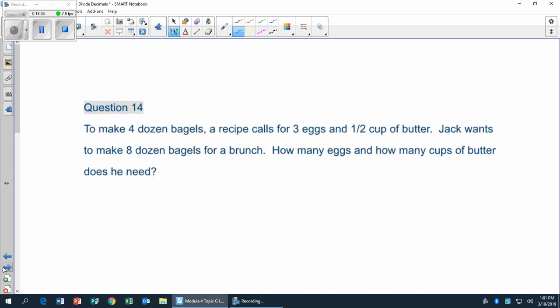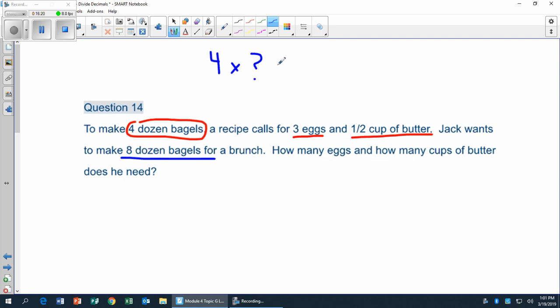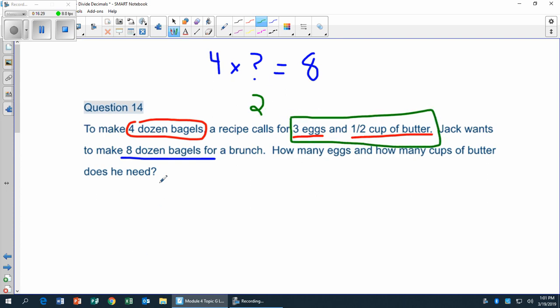Okay, next, question 14. We're going to make 4 dozen bagels. And for that 4 dozen, we need 3 eggs and a half a cup of butter. Jack decides he wants to make 8 dozen bagels. So 4 times what would give me 8? And I know the answer to this is 2. So all of the ingredients need to be multiplied by 2 then.